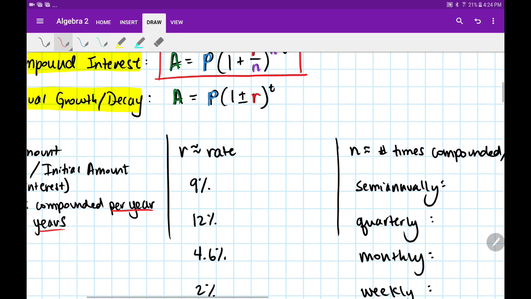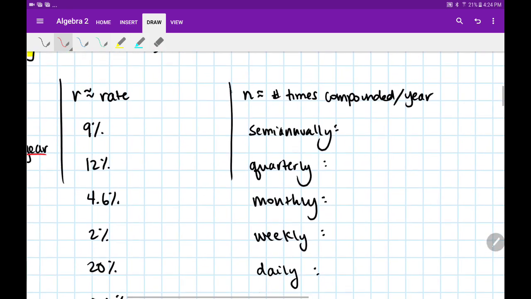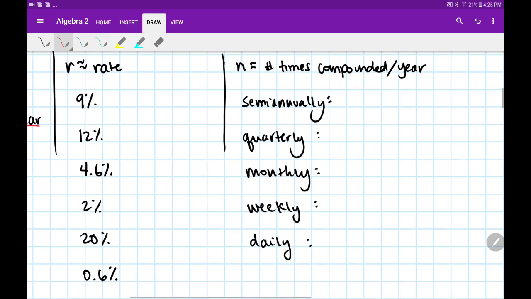Let's practice how we're going to plug in for R, for example, when we talk about the interest rate. Let's say you're reading a problem that says the interest rate is 9%. You need to understand that we are not going to be writing R equals 9. We have to actually express the interest rate as a decimal, in decimal form. So 9% as a decimal is actually 0.09, and that's what I'm going to plug in for R.